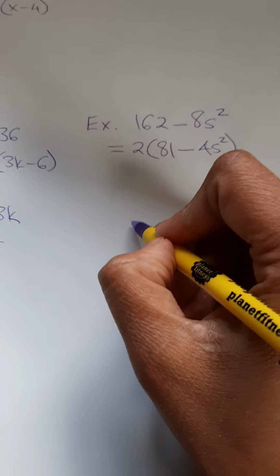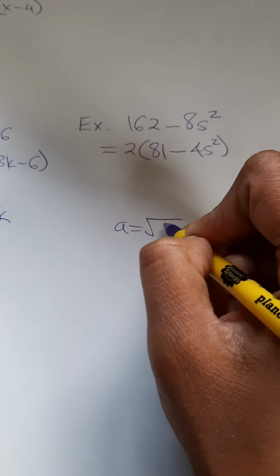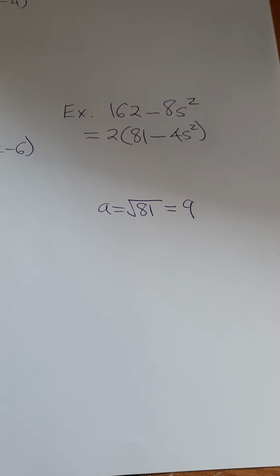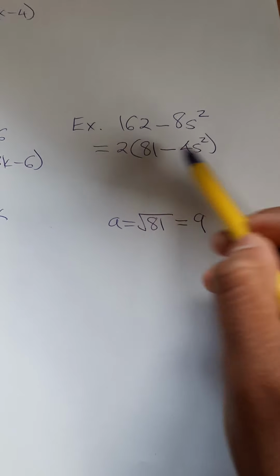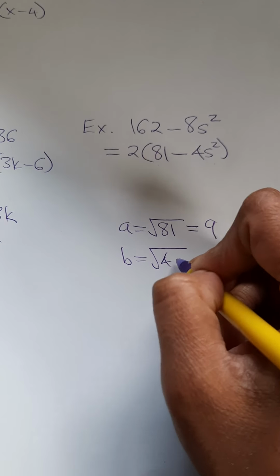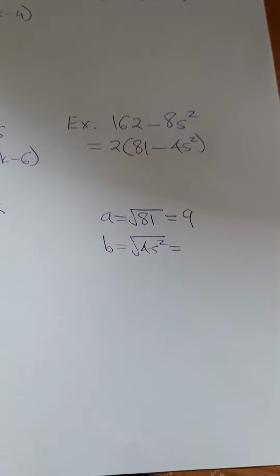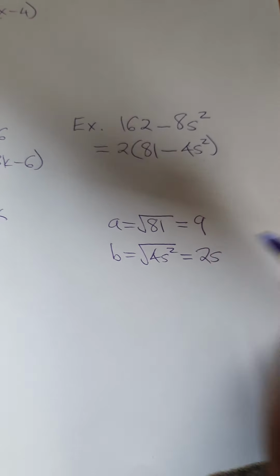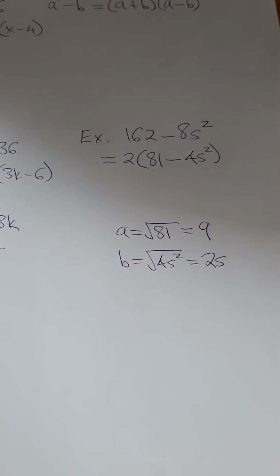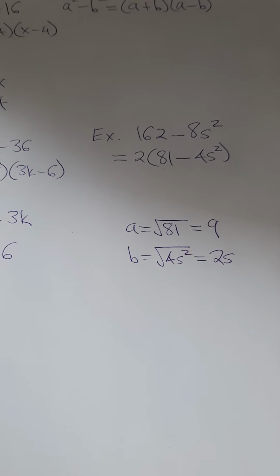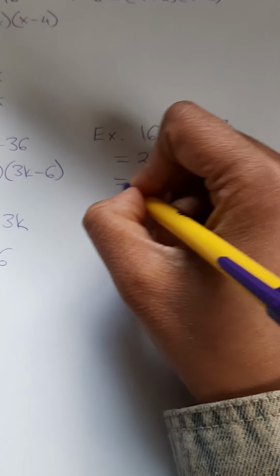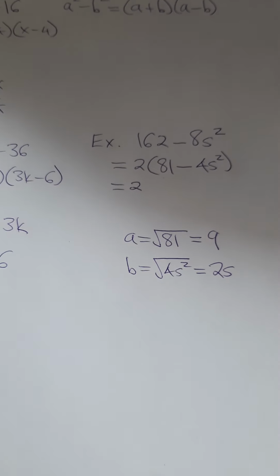So what we'll do is write our a value, which is the square root of 81, which is equal to 9. This is my b value, and I want to take the square root of 4s squared, which is equal to 2s. Does everyone see that? That's what we're doing here. We want to just take out the common factor, and then we're using the difference of squares. So keep the 2 outside again.